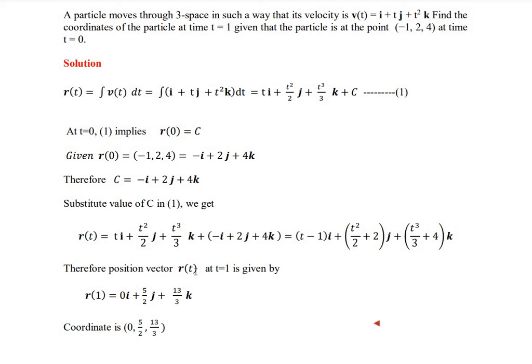Therefore, the position vector r of t, we can also find out the position vector at t equal to 1. That is given by vector r of 1 equal to 0 i cap plus 5 by 2 j cap plus 13 by 3 k cap. You put t equal to 1 in this equation, you will get this answer, vector r of 1. So the coordinates are 0, 5 by 2, 13 by 3, which is the answer.